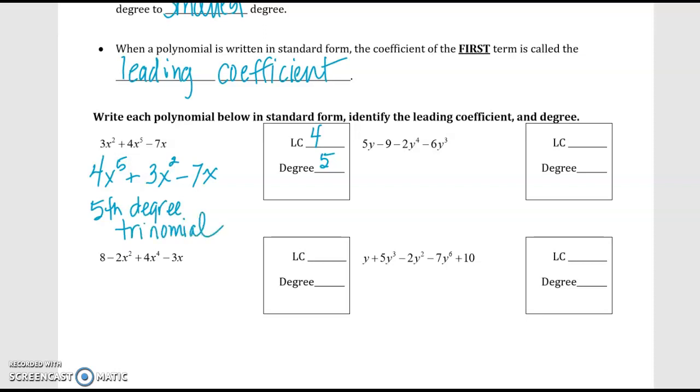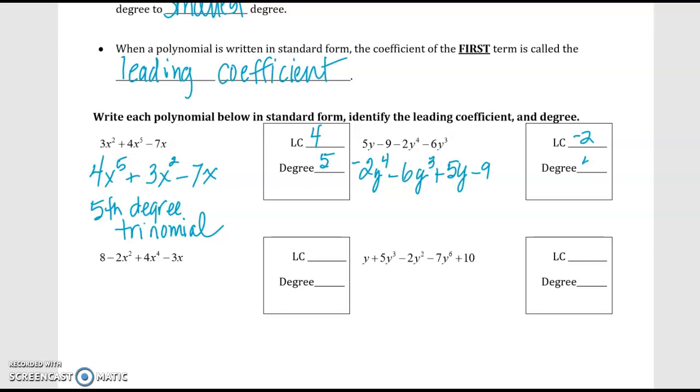All right, let's look at the next one to the right. So this time we have 4 terms. Our largest exponent is 4, so we're going to start with the 2y to the 4th. Notice I put the subtraction sign in front of that because it is negative. Then minus 6y cubed. That's actually plus 5y. 5y is positive, and then minus 9. Our leading coefficient is negative 2. Make sure you catch that sign.